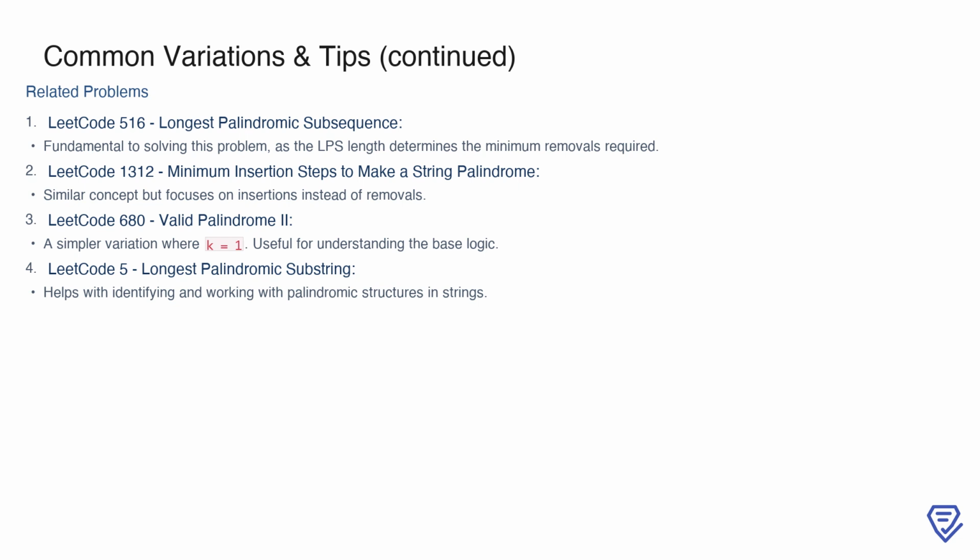There's also LeetCode 680, valid palindrome 2, a simpler variation of this problem where k is fixed at 1. This is a great starting point for understanding the basic logic behind removal-based palindrome checks. Lastly, LeetCode 5, longest palindromic substring, can help you develop an intuition for identifying and working with palindromic structures in strings, which is an essential skill for solving this and similar problems effectively.